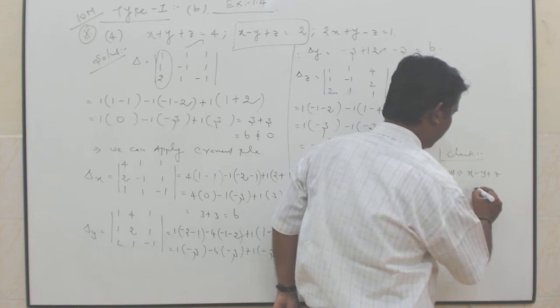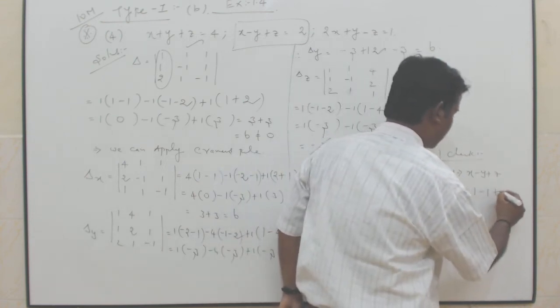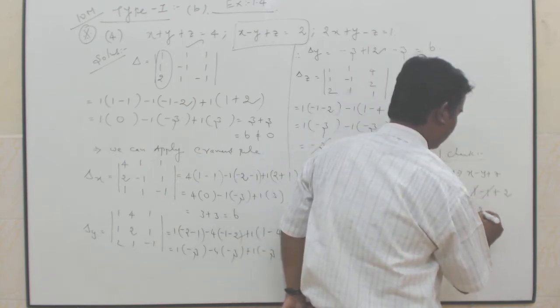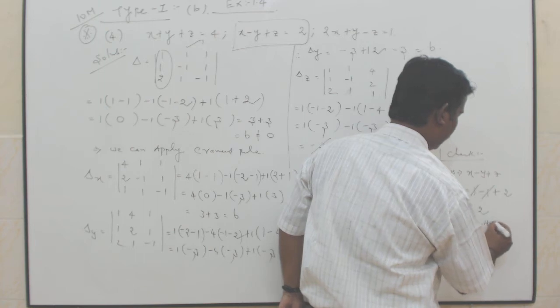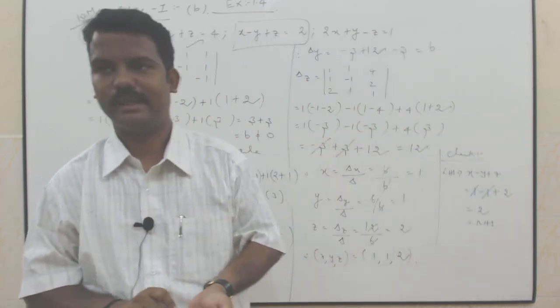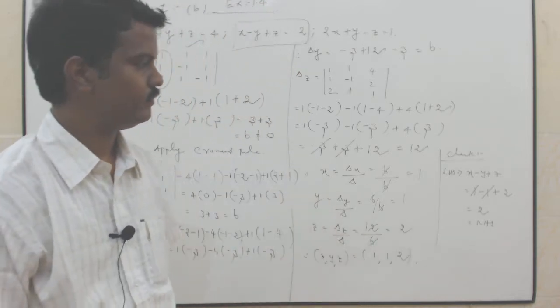Apply it and see. What is the value of x? 1 minus, what is the value of y? 1 plus, what is the value of z? 2. 1 minus 1 cancels, so what is left? 2. You see that, that is the right hand side. So you don't need to look at the back answer. Here we need to know that our answer is correct, right?